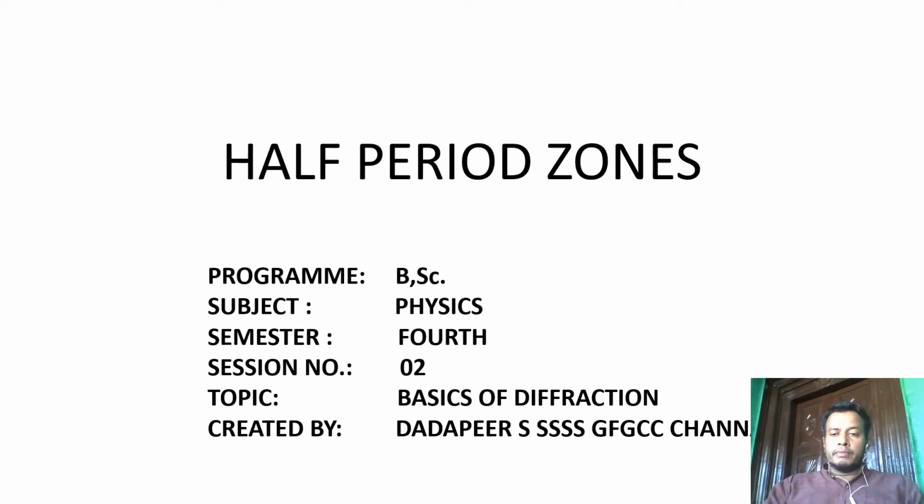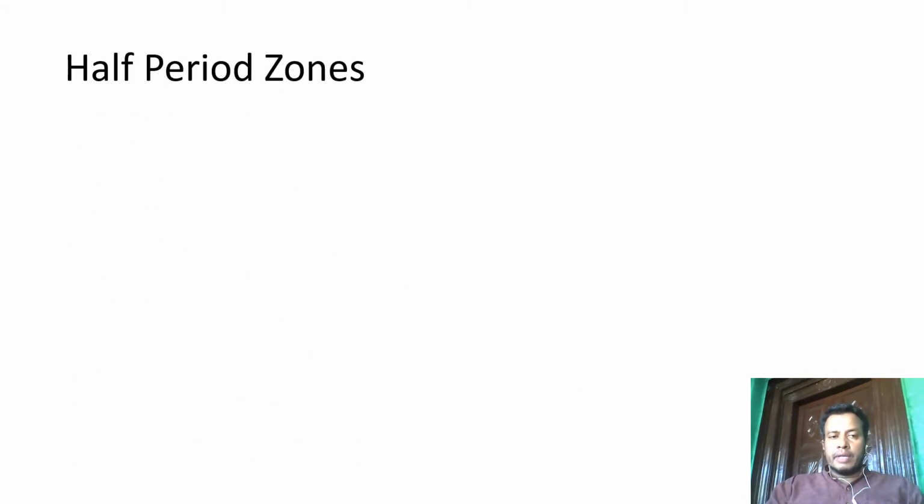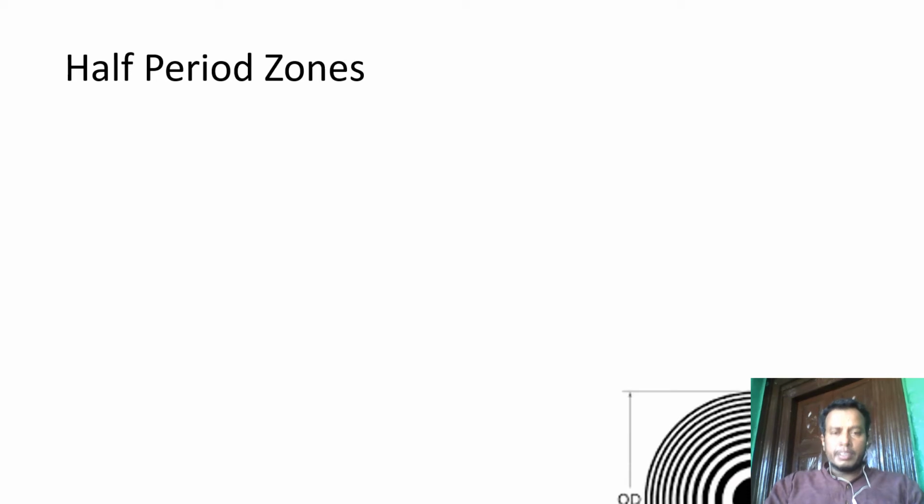Today I would like to give a lecture about half period zones. It comes under diffraction. It relates to Davangere University Physics Paper 4, that is, 4th semester physics paper. So let's go: what are half period zones? As the name says, half period means the period will be half, and zones means some area will be there.